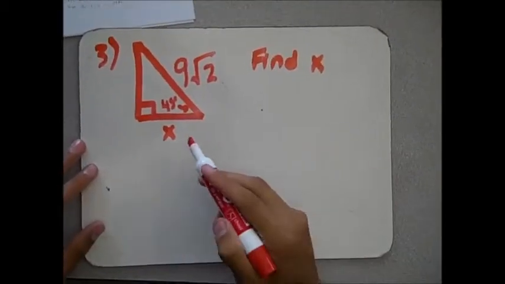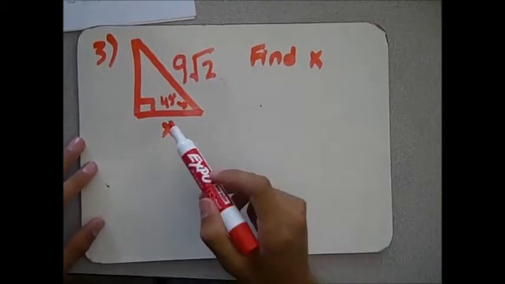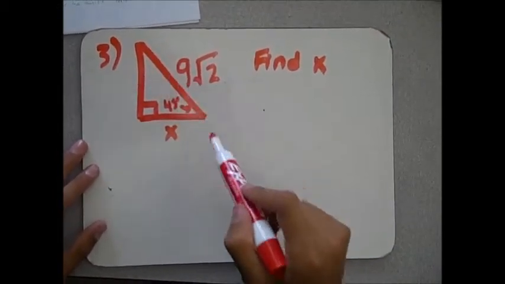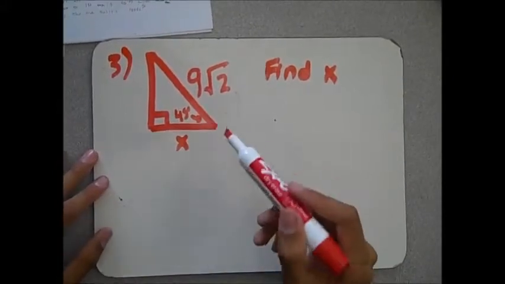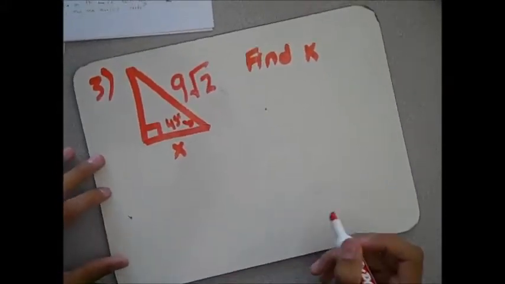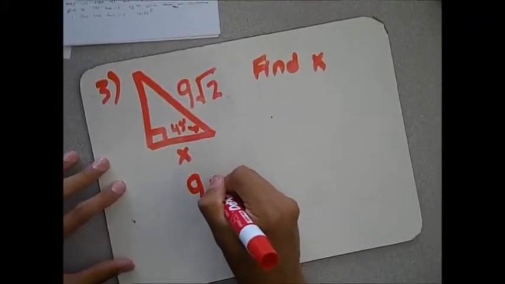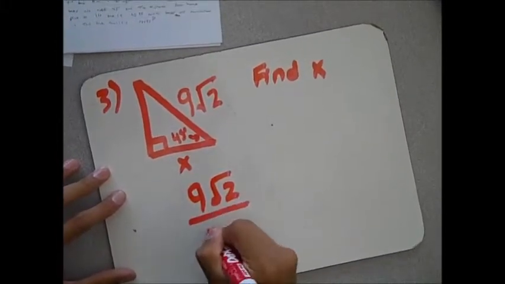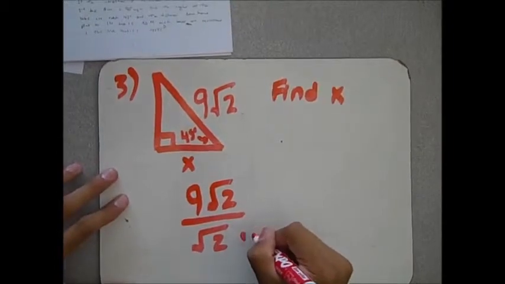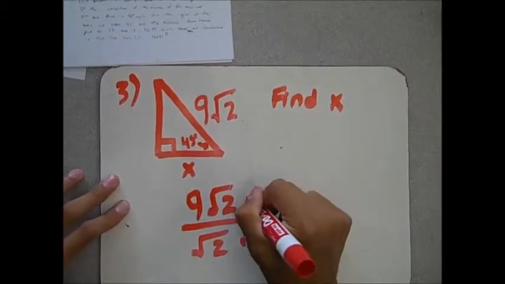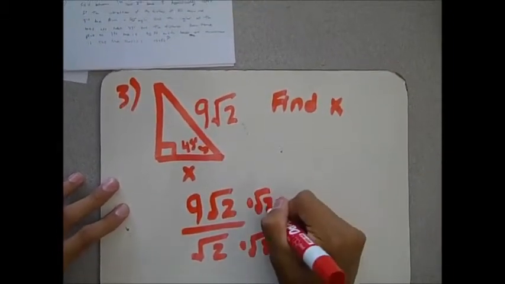Okay, so in this problem, it gets a little more complex. Because this is the x value, and they already give you the measure of your hypotenuse, what you want to do is, because you multiply by root 2, try to divide by root 2 now. So what you do is 9 root 2 divided by root 2. And when you do division, you can't have a root on the bottom. So now you're going to have to cancel them out. So you're going to multiply by root 2 on both sides.